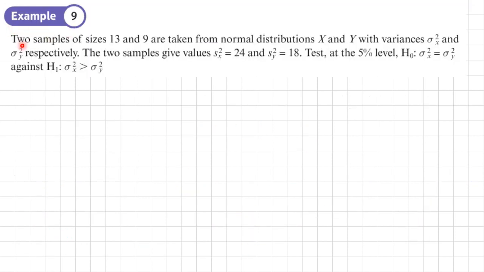Example 9. Two samples of sizes 13 and 9 are taken from normal distributions X and Y with variances sigma squared X and sigma squared Y respectively. The two samples give values of 24 from the X population and 18 from the Y population. Test at the 5% level, and it gives us H0 and H1 here.